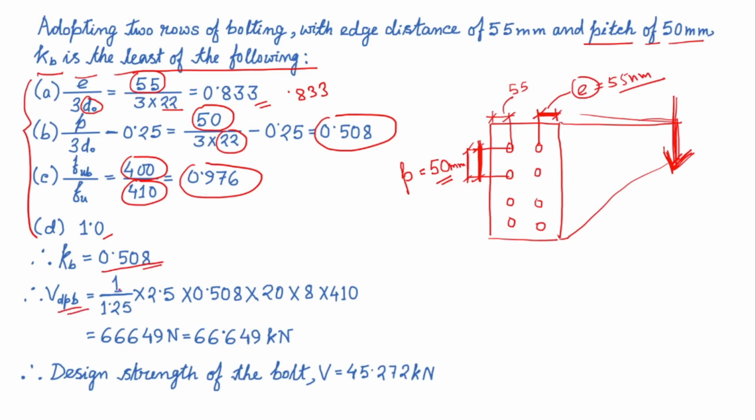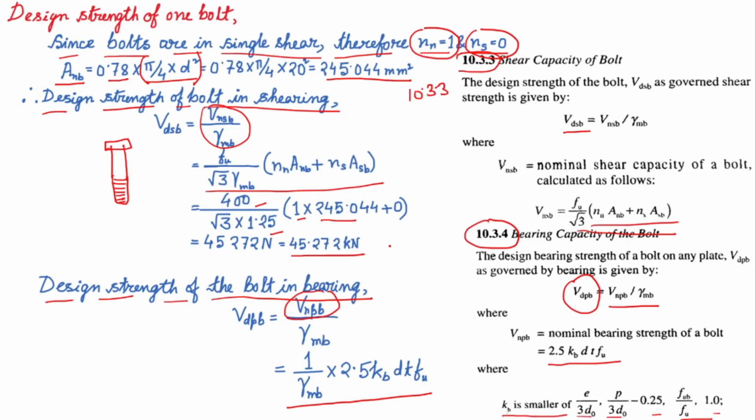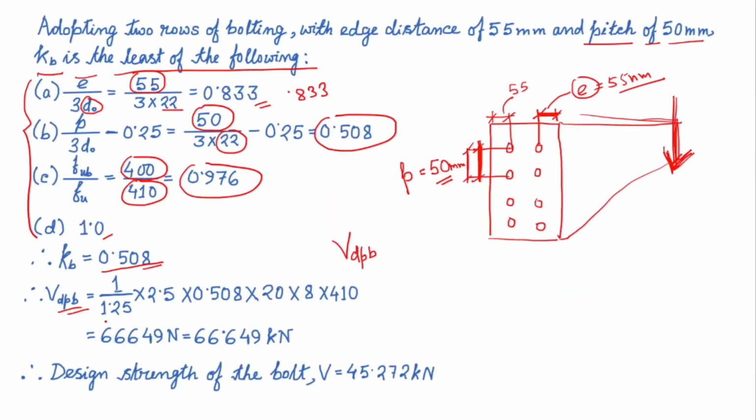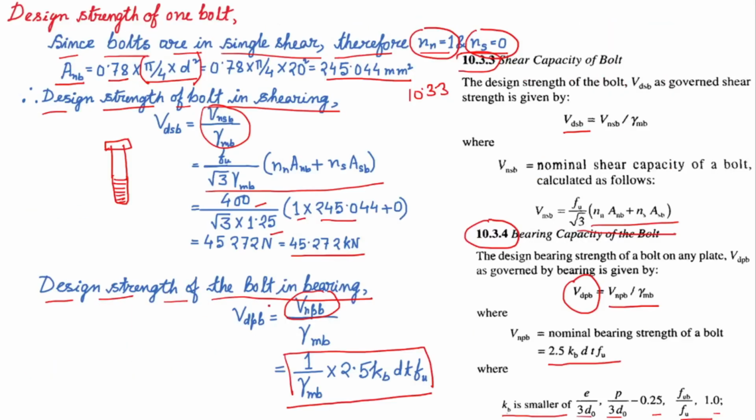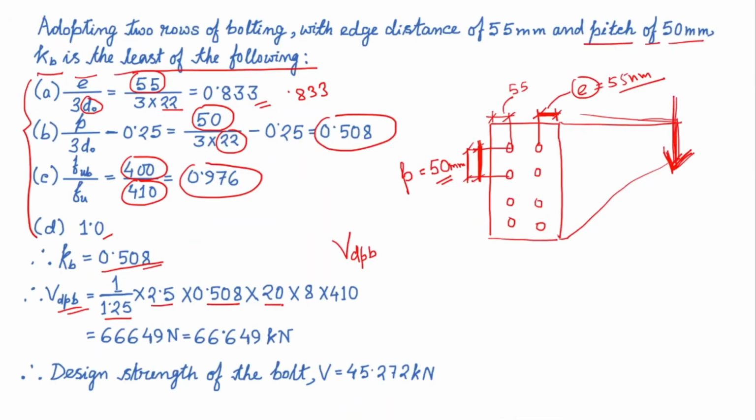So then we shall calculate VDPB, design strength of the bolt in bearing. So we shall use this formula. Okay. So gamma MB, then 2.5, 0.508 is the value of KB. Then the diameter is 20 mm. Then t, then fu.